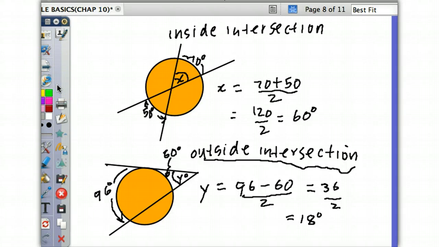You're gonna have some time to do the work on your worksheet. So when it's outside, you subtract? Inside, you add, like here, 70 plus 50. That's inside. When they intersect outside, it looks like you subtract right there.